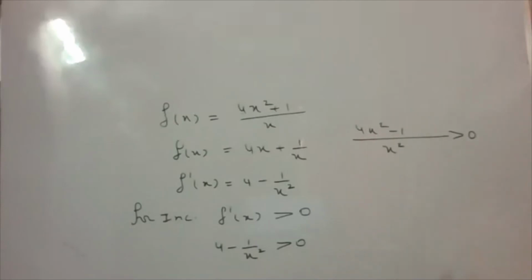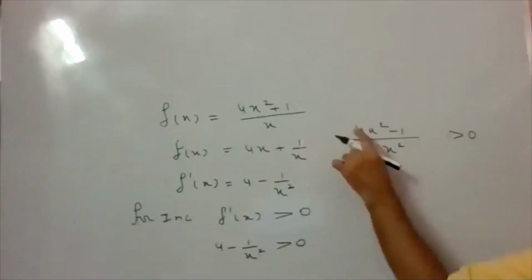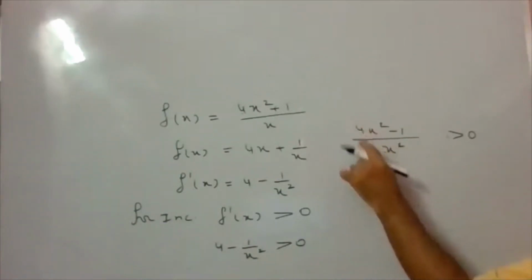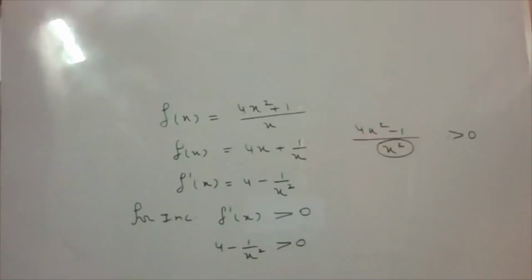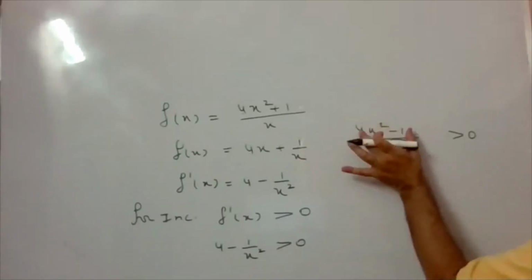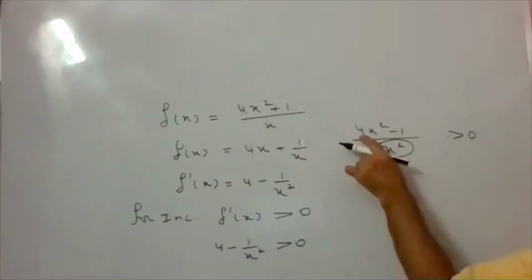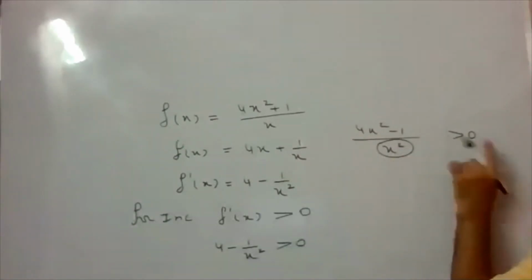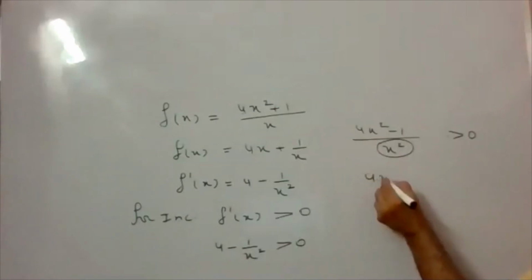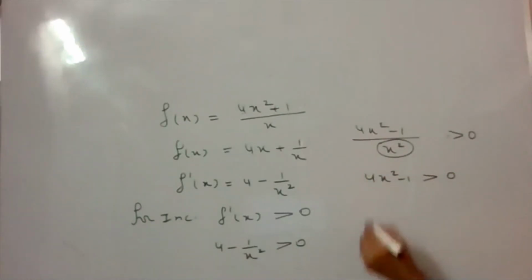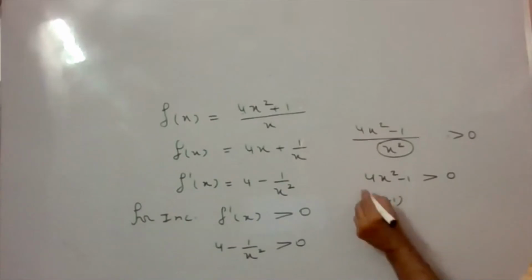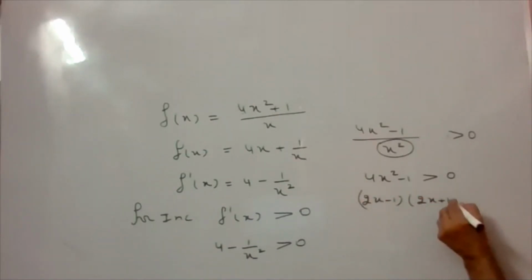Now if you want this quantity to be a positive number, then either both should be plus or both should be minus. Here this is already a positive number, we know it, because x square is here, but this we can decide. So here in this case 4x square minus 1, if you want this to be positive, simply I should say 4x square minus 1 has to be greater than 0, or I should say this as 2x minus 1 into 2x plus 1 comes out to be greater than 0.